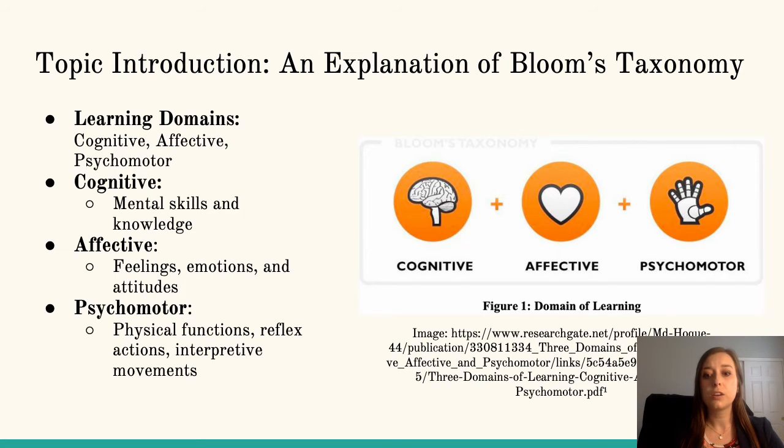Mechanism: we can convert a learned response into habitual actions with proficiency and confidence. Complex overt response: we can skillfully perform a complex pattern of action. Adaptation: we can modify learned skills to meet special events. So maybe an example of that would be you know how to suture.